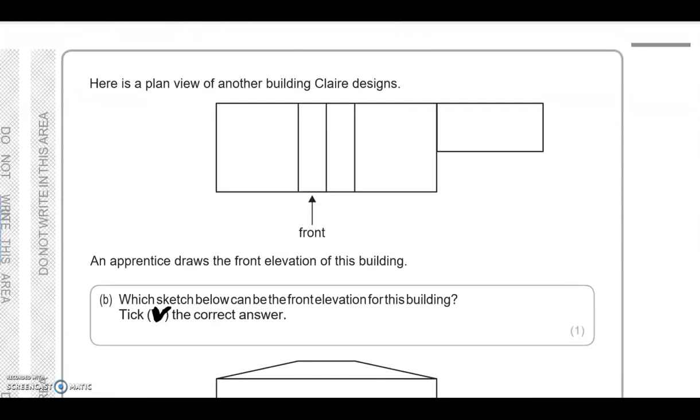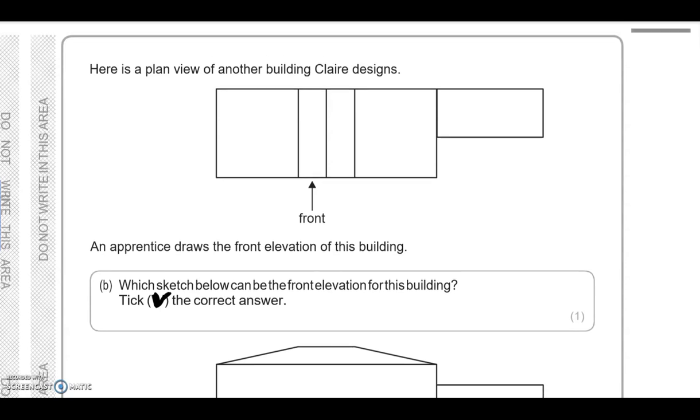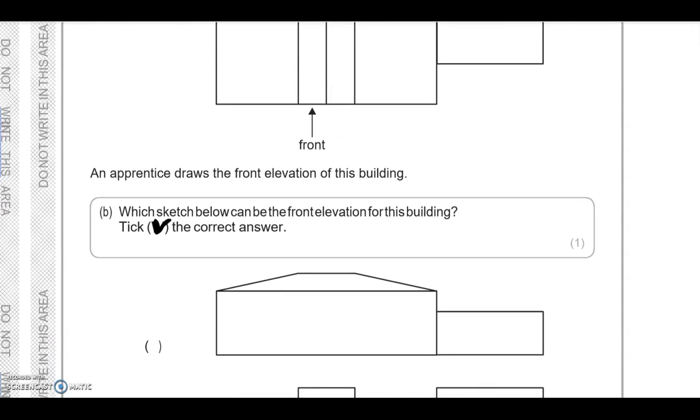Here is a plan view of another building Claire designs. An apprentice draws the front elevation of this building. Which sketch below can be the front elevation of this building? Tick the correct answer.